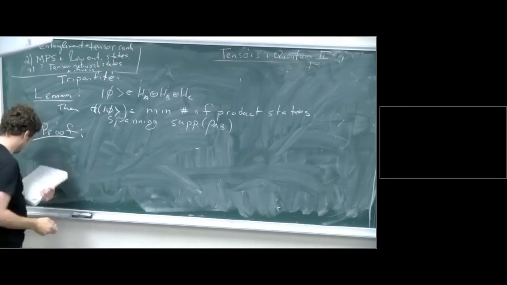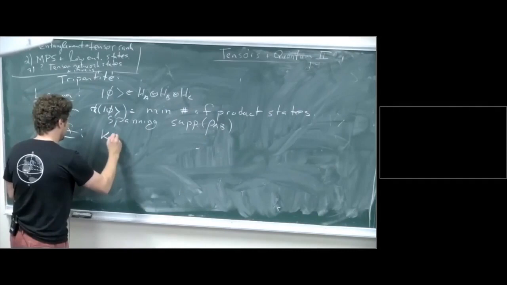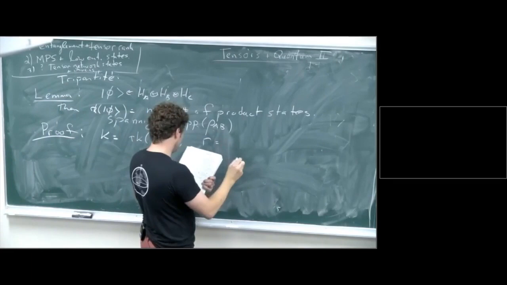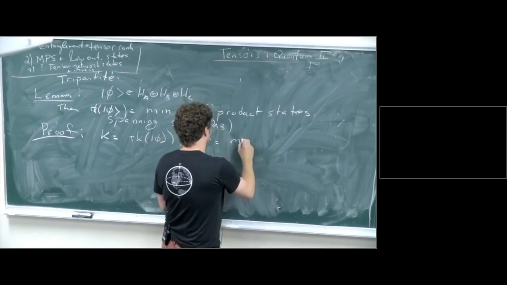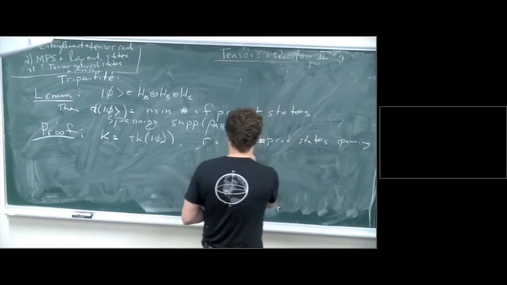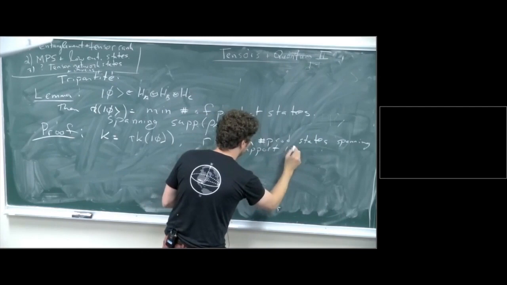Okay, so let K be the rank of phi. And let R be the minimum number of product states spanning the support of rho AB.